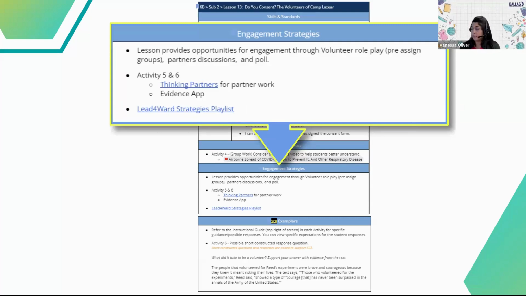This is only one example of engagement. You may also see Kagan strategies, IFL strategies, and elevation strategies, just to name a few. We'll take a closer look at elevation here in just a bit.